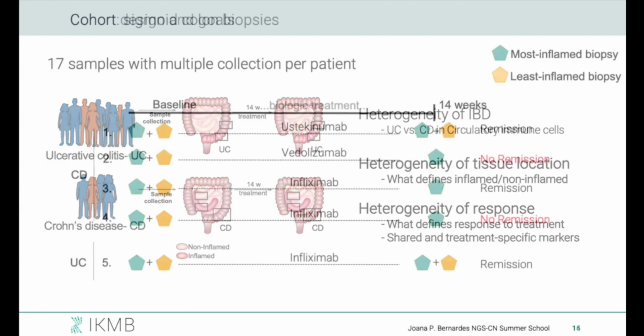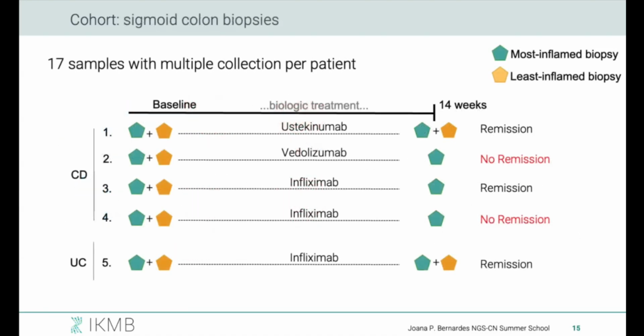So this is how it looks. Of course, if the patient has non-remission, so if the patient is not feeling better, we only take a sample from the inflamed tissue, because normally there's a spread, so you cannot take another sample close by. So this is how our cohort looks. This is just a subset of the cohort. There are more patients that have been included now. I'm just showing you a subset.